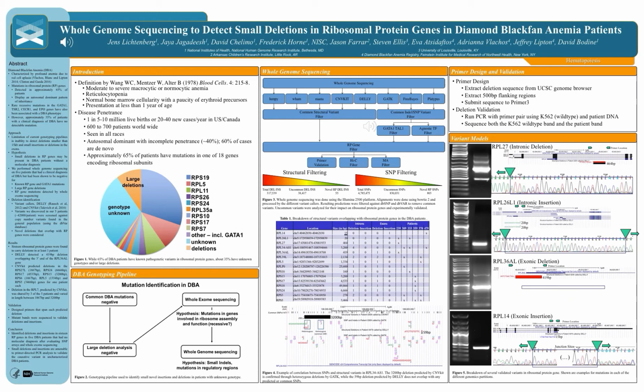This poster is entitled Whole Genome Sequencing to Detect Small Deletions in Ribosomal Protein Genes in Diamond-Blackfan Anemia Patients. DBA is a rare disease affecting roughly 1 in 5 to 10 million live births, where patients cannot make red blood cells. It is autosomal dominant with incomplete penetrance, and in about 65% of patients it can be linked to mutations in genes encoding ribosomal subunits.